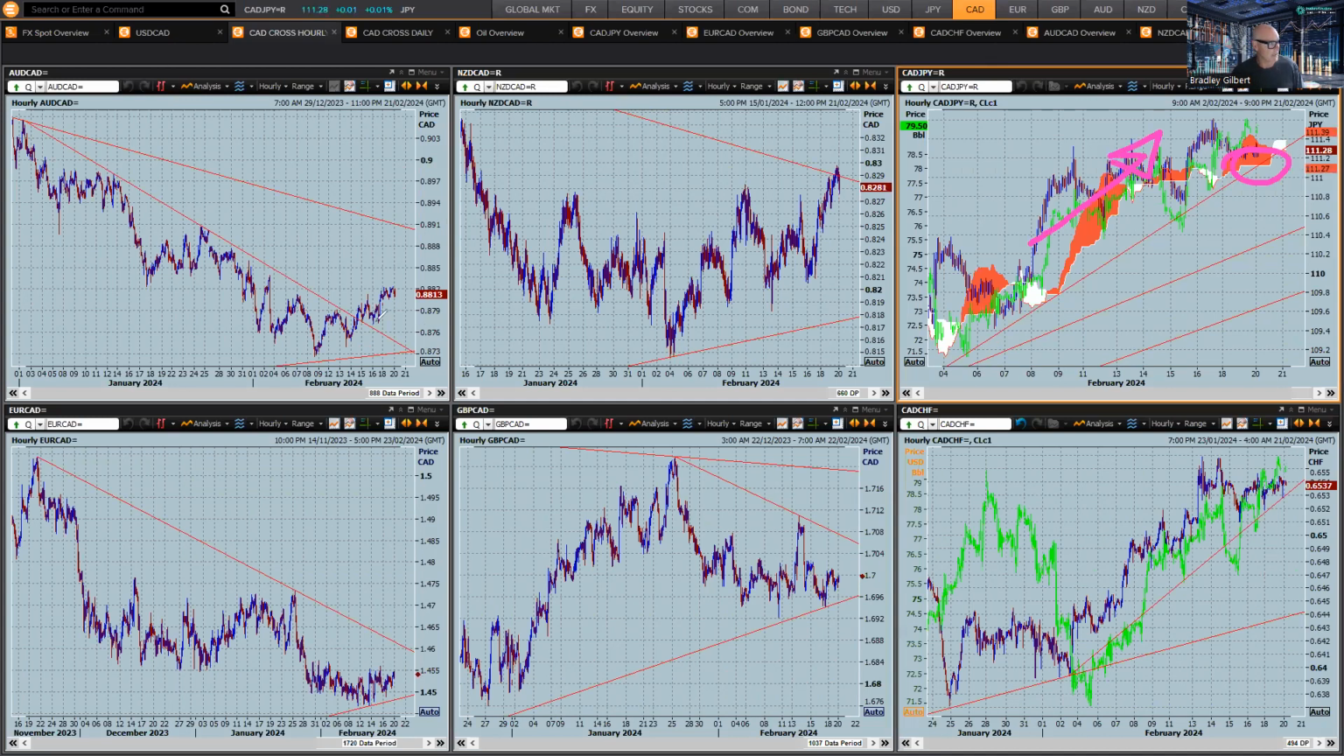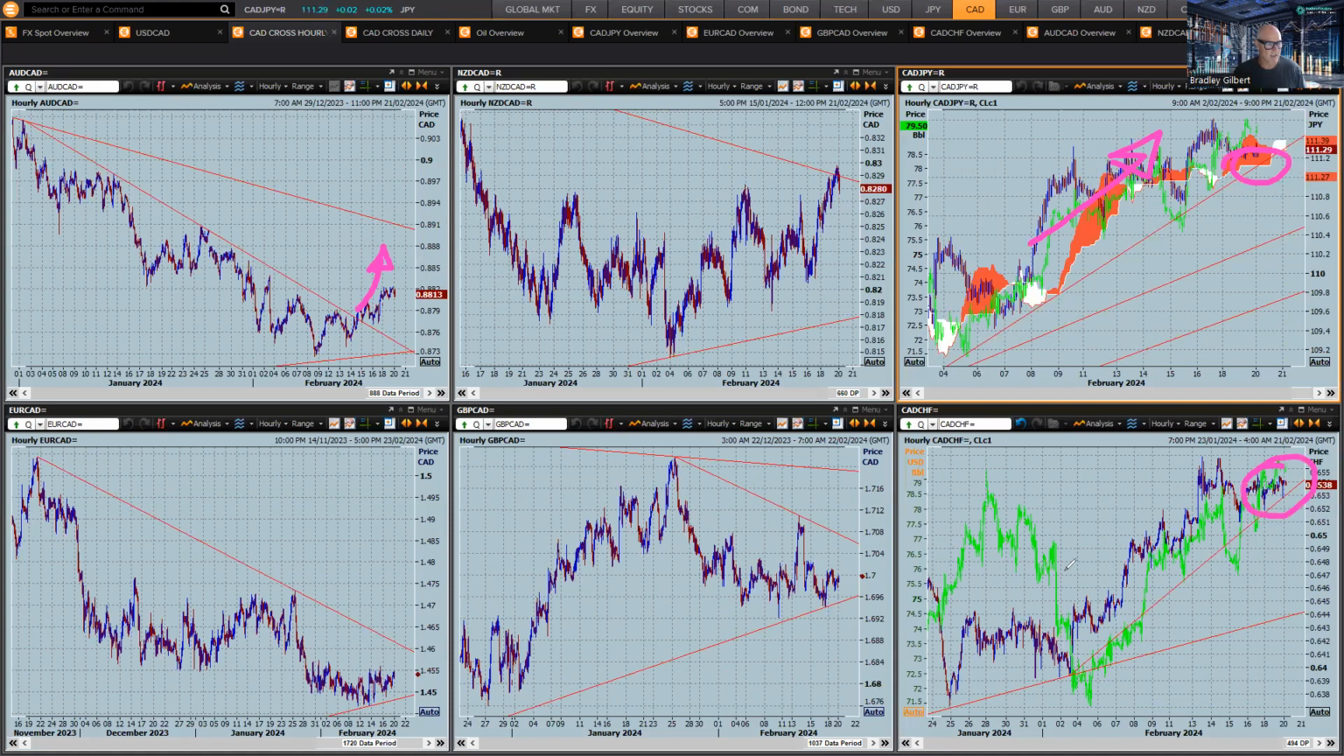inflation numbers would work. Something like the Aussie, where it's just sitting here, Aussie CAD, in the middle of nowhere, to me, weaker Canadian inflation numbers, that's an easy move to the top side, right? There's no inflation. There are no trend lines on the top side to stop it. And I like that sort of setup.